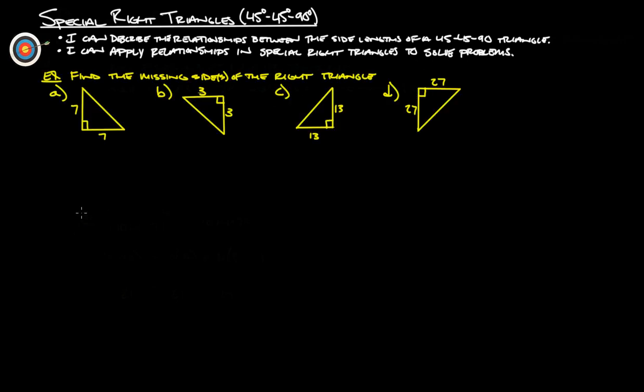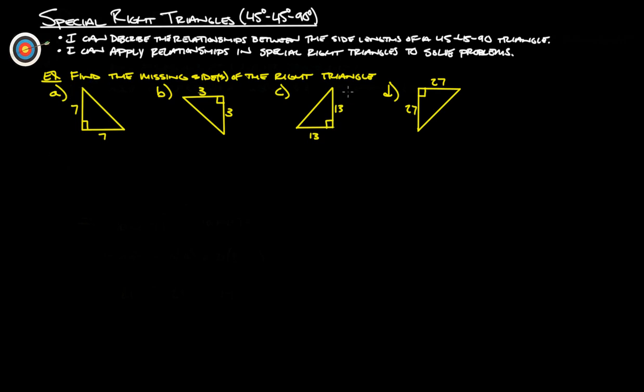I'm going to take you through the notes on special right triangles, 45, 45, 90. That's a certain type of special right triangle. At the end of this, you should be able to say, I can describe the relationships between the side lengths of a 45, 45, 90 triangle, and I can apply relationships in special right triangles to solve problems. So let's jump straight into some examples to help us understand this.